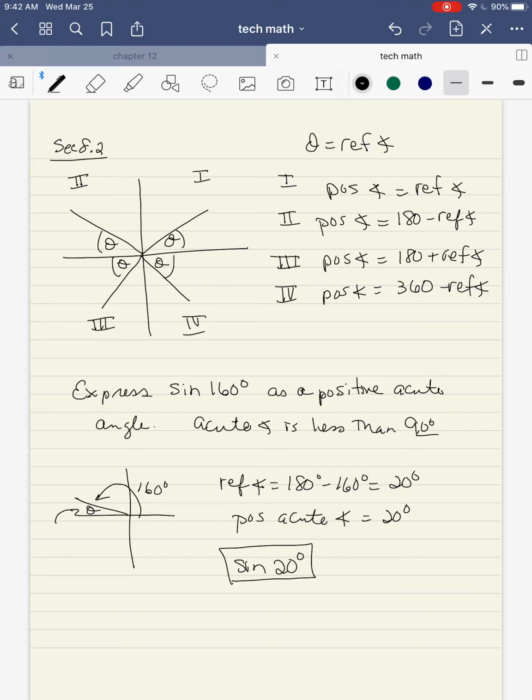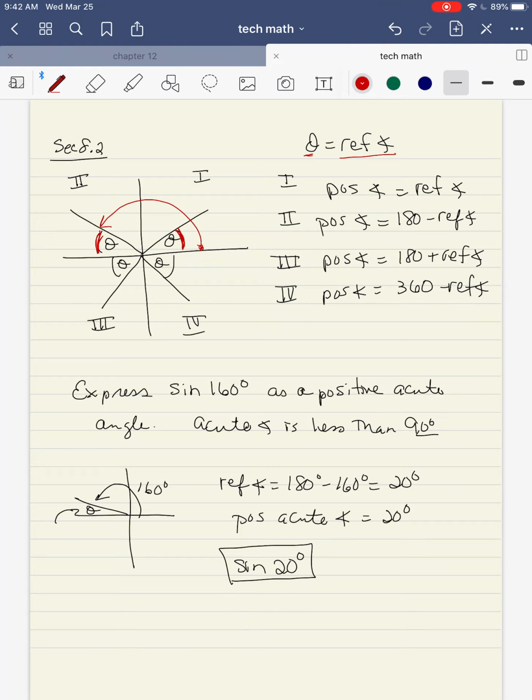Section 8.2. In Section 8.2, we're going to be looking at the reference angles more closely. I've labeled all the reference angles in each quadrant. So this is quadrant 1, and again, theta is the reference angle. So the positive angle is equal to the reference angle in quadrant 1. Quadrant 2 is over here. So the positive angle is going to be 180 minus the reference angle.